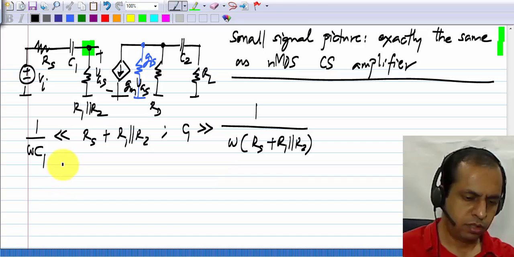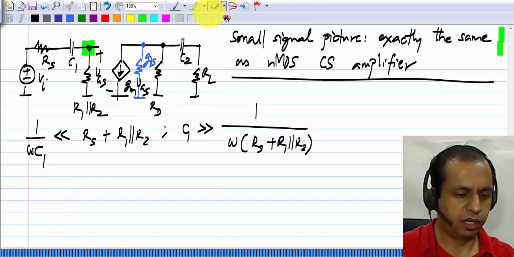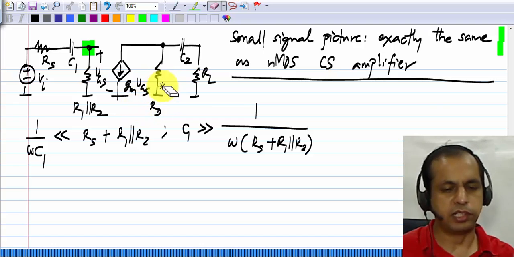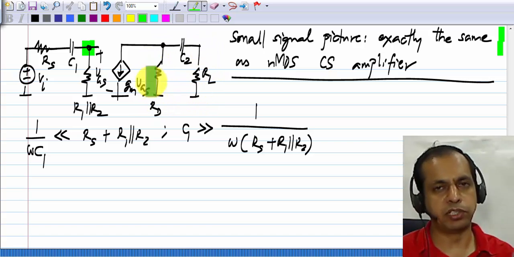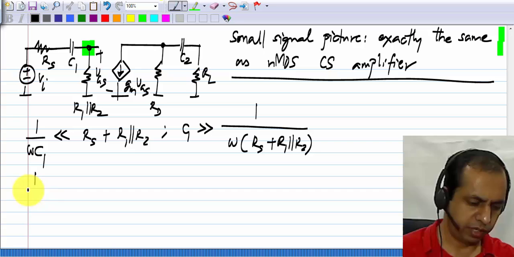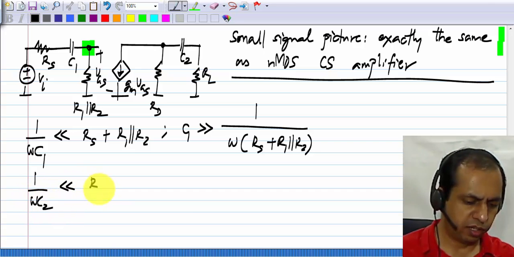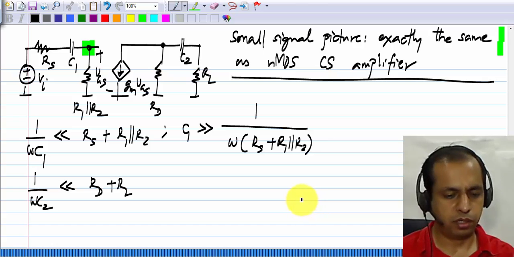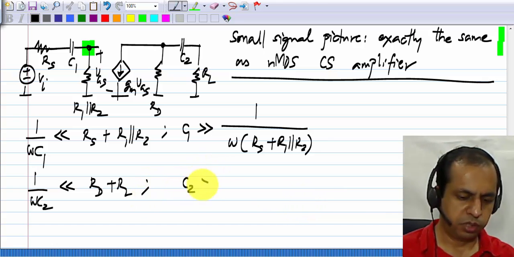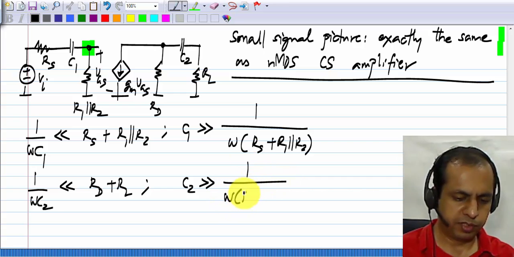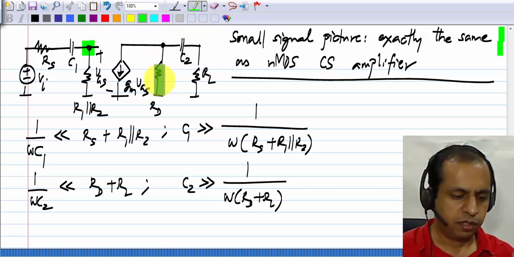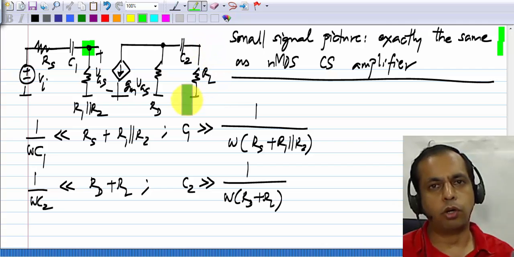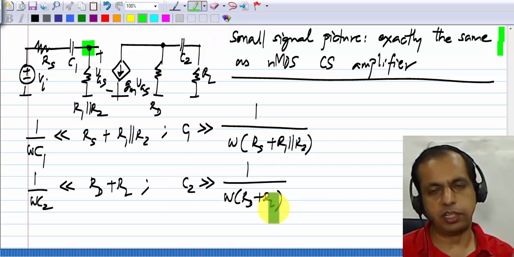Now on the output side, exactly the same thing holds, and I'll as usual ignore this GDS, but if it is there, it just appears in parallel with RD. The reactance of this capacitor C2 has to be much smaller than the resistance that appears across it, which is Rd plus RL. So 1 over omega C2 is much smaller than Rd plus RL. Or C2 has to be much greater than 1 over omega times Rd plus RL. But we also discussed earlier that this is the condition that makes sure that the voltage at the output is the same whether you have C2 or if it is really short circuited. This constraint will make sure of that.